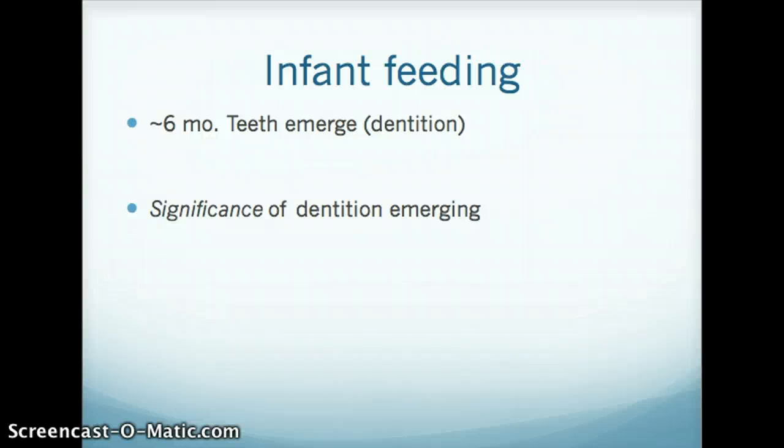So around 6 months of age, the teeth start emerging, and the significance of when the dentition starts emerging is that the teeth block the anterior protrusion of the tongue and help with retraction of the tongue during swallow. So I want you guys to take a look at your textbook and read the information in there about infant swallowing for more detail.